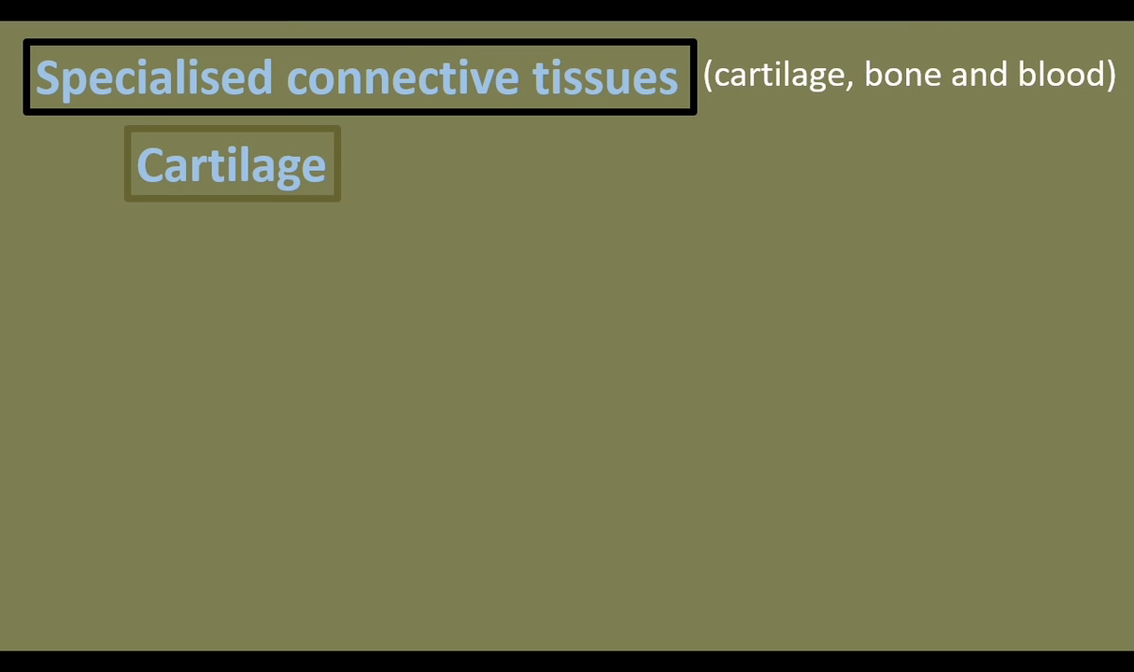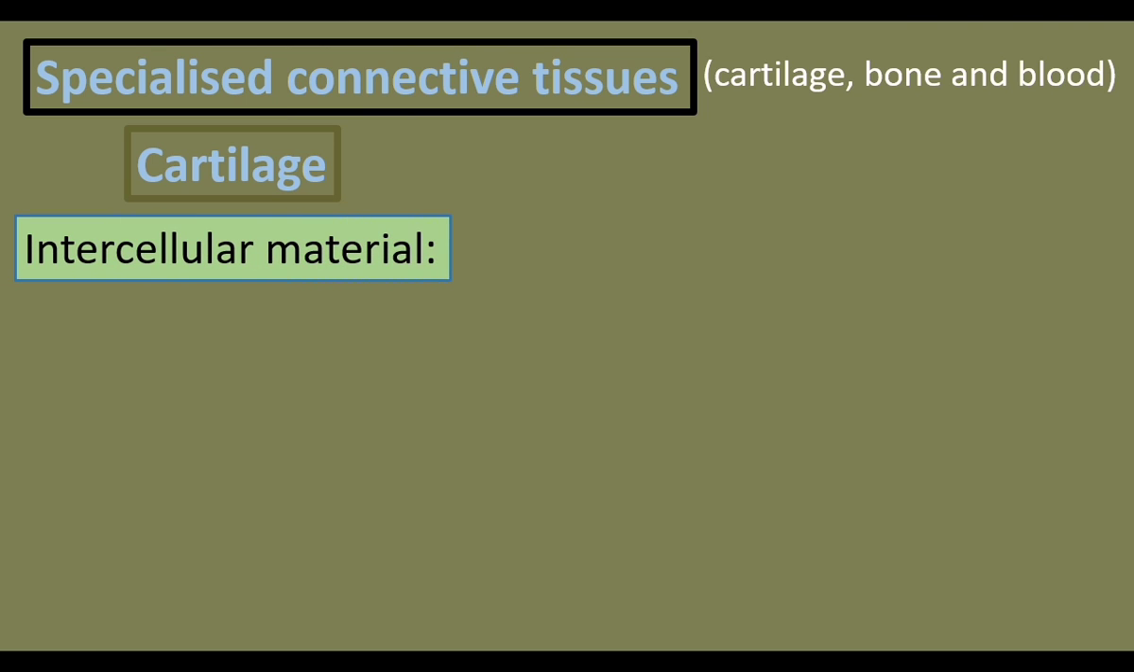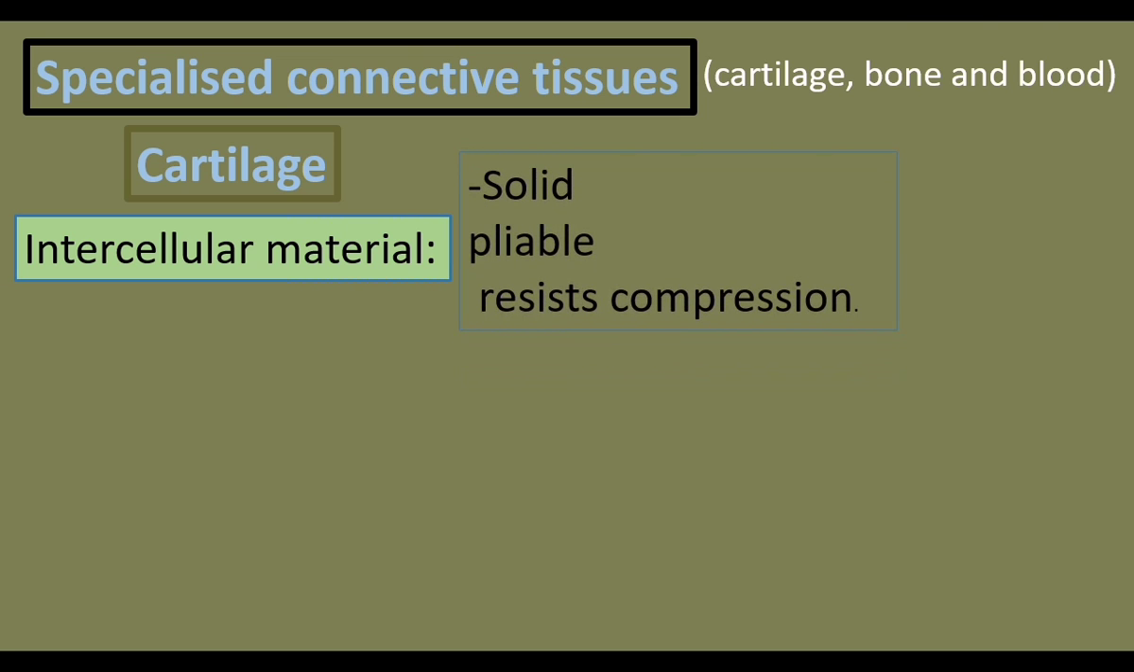Specialized connective tissues are cartilage, bone, and blood. In cartilage, the matrix is flexible. In bone, the matrix is hard. Blood has a liquid matrix. Cartilage is a hard tissue, but it is flexible. It is a solid tissue, but flexible. In cartilage, the intercellular material, that is matrix, is solid, pliable, and resists compression. It is pliable, it bends.